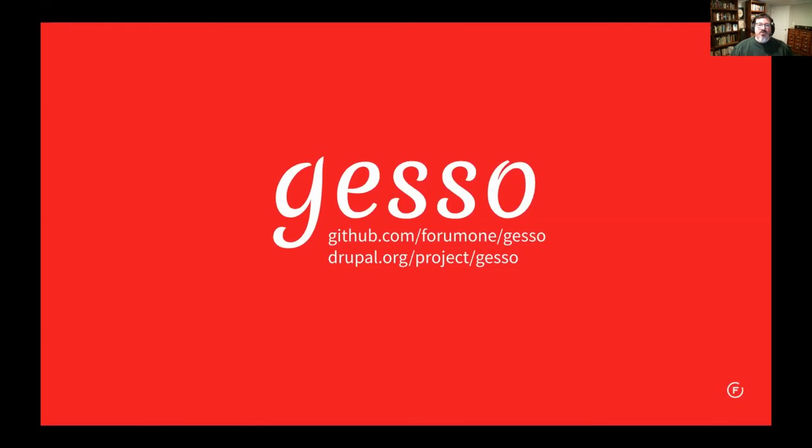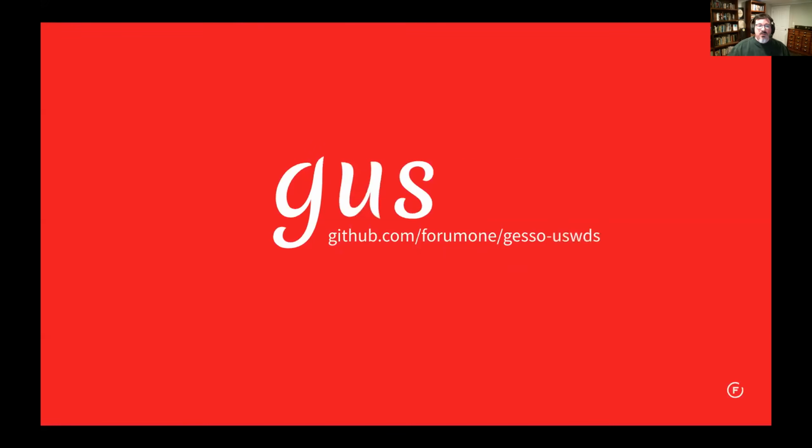And so we ended up going with the approach where we used the package manager, in our case NPM, to pull in the USWDS system library, which we effectively call GUS. It's not really the official name. I think the official name is Gesso-USWDS. But it's a way that we can combine both worlds.